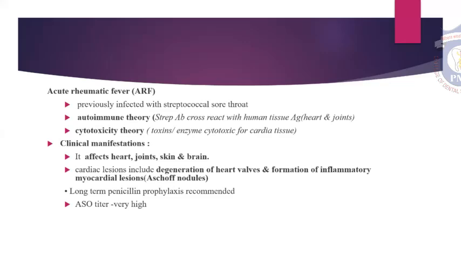Clinical manifestations affect the heart, joints, skin, and brain. Cardiac lesions include degeneration of heart valves and formation of inflammatory myocardial lesions, otherwise called Aschoff nodules. So in short, Aschoff nodules are associated with acute rheumatic fever. Long-term penicillin prophylaxis is recommended, and ASO titer is very high in acute rheumatic fever. So this is the first non-suppurative complication we have discussed, acute rheumatic fever. This mainly occurs when the patient is previously infected with streptococcal sore throat.